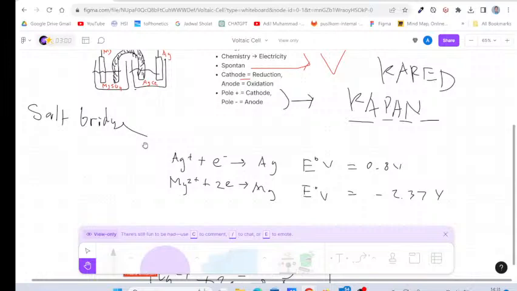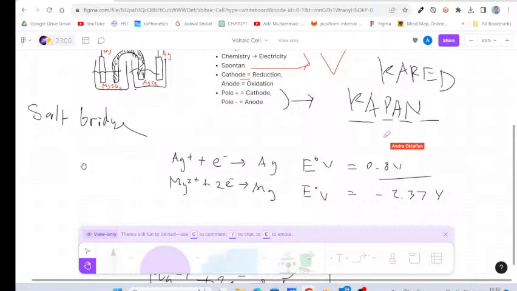Hold on. Sorry. Mg. They are both reduction, no? This is 2A, not 2A minus. All right, so the cathode is silver. Wait, what makes the cathode silver? You see it from the voltage, not from the half electron reaction.